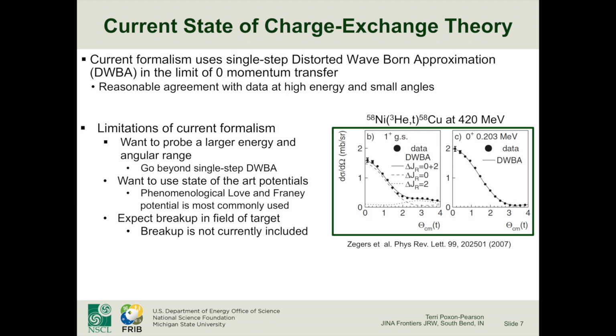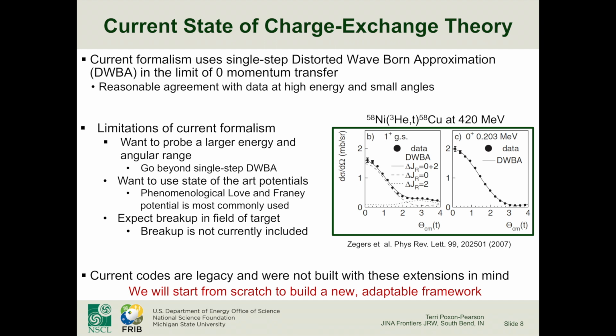For example, the deuteron is a very weakly bound nucleus. It's only bound by 2 MeV, and there's a very large probability for it to break up in the field of your target. In other kinds of nuclear reactions, we've seen that has a big effect in our cross-sections. So we want to see if we get the same effect here. The current codes on the market, however, are legacy codes, which were not built with this or really any adaptation in mind. So we decided it was best to start from scratch and build a new adaptable framework.